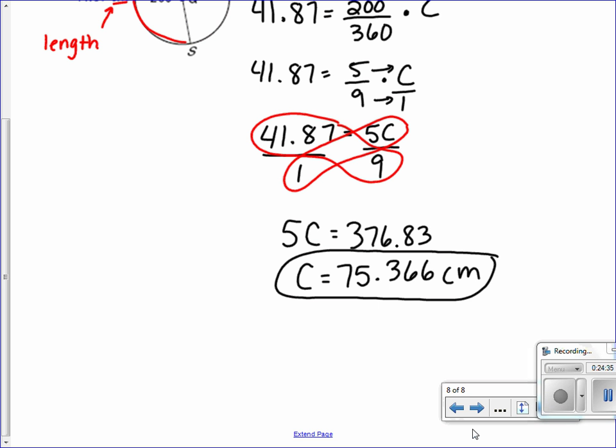Okay, guys, so that's everything. That's circumference and arc length. Let me know if you have questions, and we will review this tomorrow.